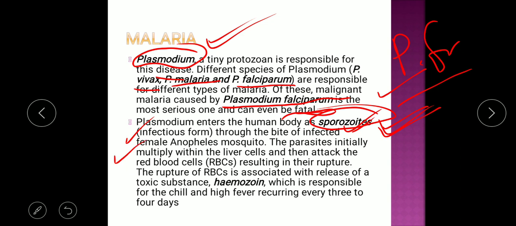From the blood they reach the liver, multiply in the liver, and then attack the RBCs, resulting in rupture. The rupture of the RBC is associated with the release of hemozoin. Hemozoin is a toxic substance which is responsible for the chill and the high fever recurring every 3 to 4 days. So hemozoin is responsible for the increase in body temperature and chill.